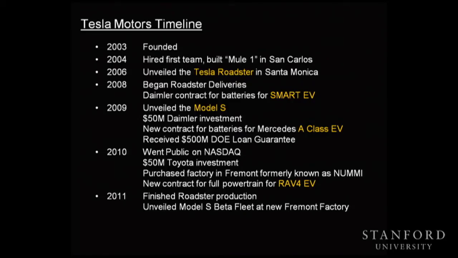So last year we finished the Roadster production, so that's done, and started building the beta fleet. So we've done several iterations of cars, right? Like anything, you're going to prototype, test the heck out of it, refine the design, build another one. Except when you build a car, it just takes a whole lot more effort to build a prototype than I ever would have imagined.